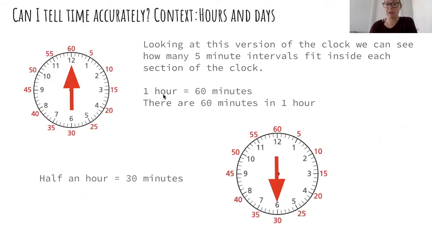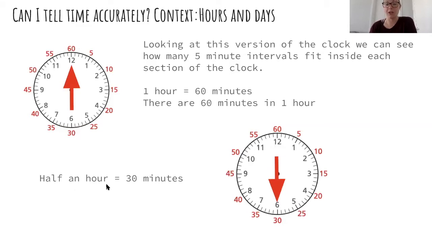So here we can see that 1 hour is 60 minutes. There are 60 minutes in an hour. And these facts help us work out some normal things that we do with time. We know that we've got 60 minutes in an hour.